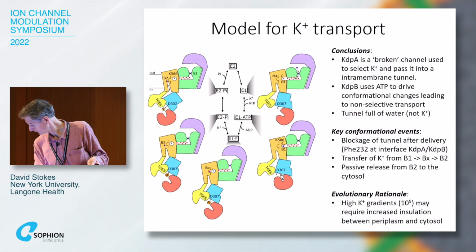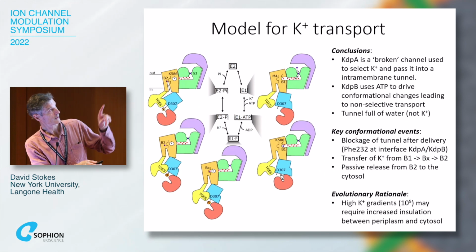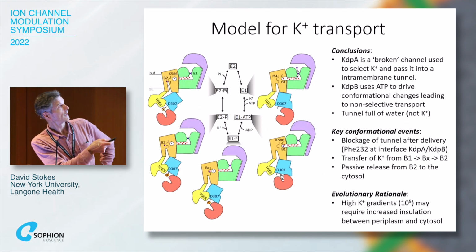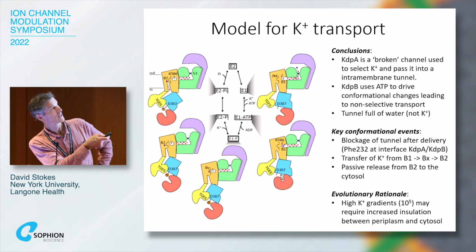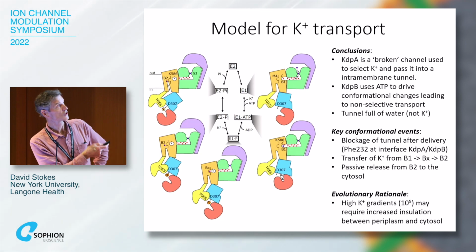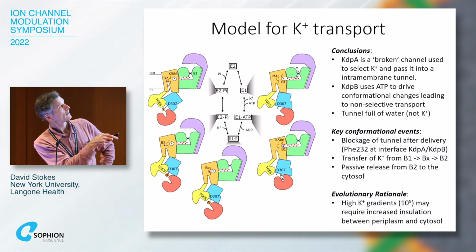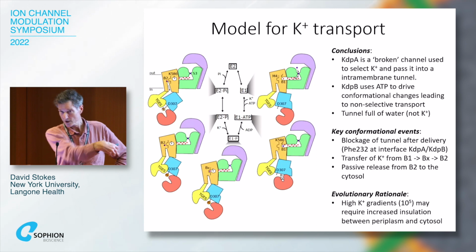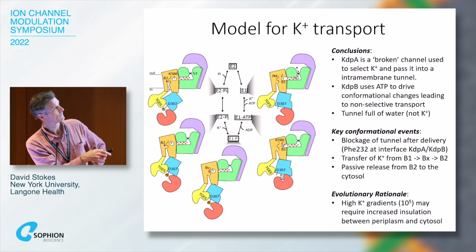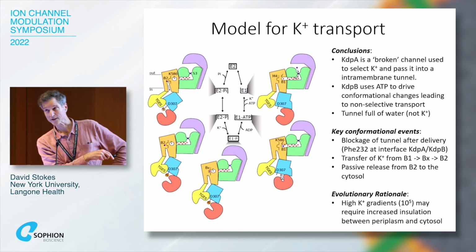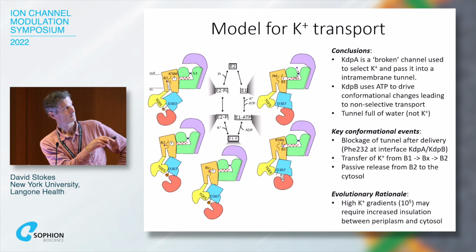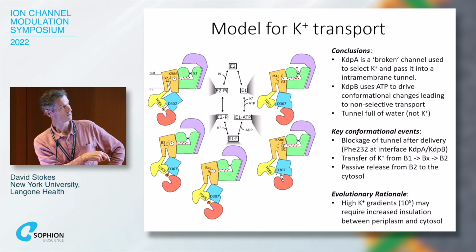So this is a summary. I think I have time to tell you one more thing, but I'm going to give you this little summary first. So KdpA is a broken channel. It just selects the potassium ions and passes them off through this tunnel. KdpB is the pump, and it uses the ATP to drive these conformational changes and kick it across to the release site. I think the tunnel is full of water, not potassium, but this is still a little bit of an open question, the energetics of the tunnel.